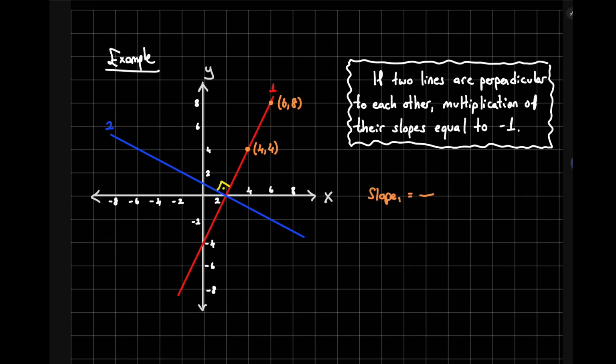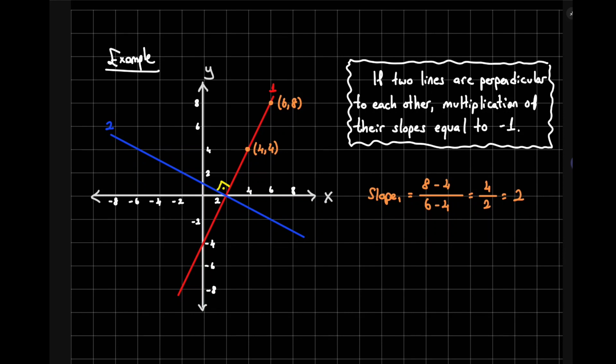Slope is the change in y values, so 8 minus 4, over change in x values, 6 minus 4. That is 4 over 2. And from that, the slope of our first line is 2. Now let's do the same thing for our line 2.